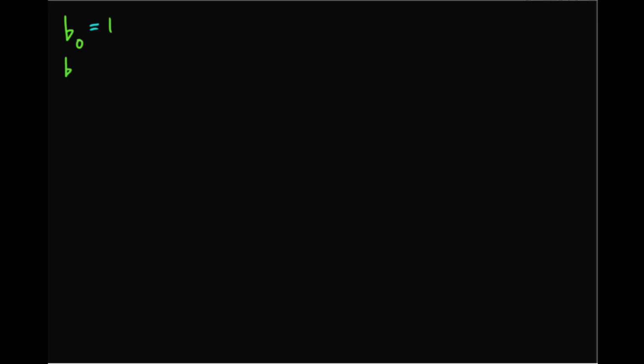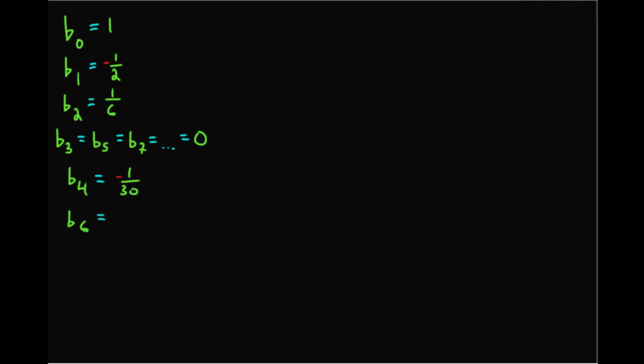Now, it might not look that way if we only sample, say, the first 10 Bernoulli numbers. In fact, it appears at first that the Bernoulli numbers are getting smaller. We have B sub 0 equals 1, B sub 1 equals negative a half, B sub 2 equals 1/6, and then all the odd index Bernoulli numbers after B sub 1, B sub 3, B sub 5, B sub 7, and so on, all equal 0. And then we have B sub 4 equals negative 1/30, B sub 6 equals 1/42, B sub 8 equals negative 1/30 again, and then B sub 10, which is 5/66. Not really clear what direction this is going.